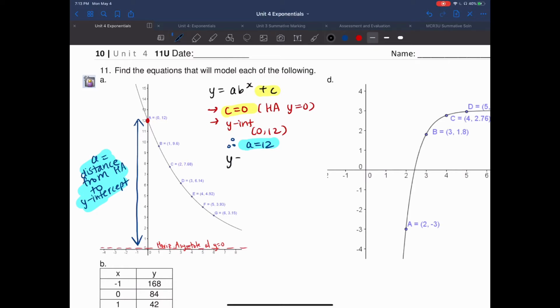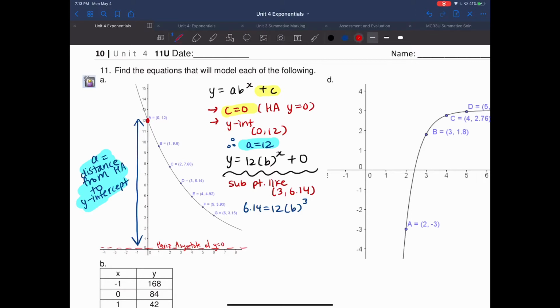So you basically have an equation where the a value is 12, the base value you don't know yet, and then you have a c value of 0. When you have this kind of equation, I don't know the b value, but I do have a graph, and I know a bunch of coordinates. So you're simply going to pick any coordinate, like (3, 6.14), plug that in and see what you get. So my next line is 6.14 is equal to 12 times b, and my x value is equal to 3.